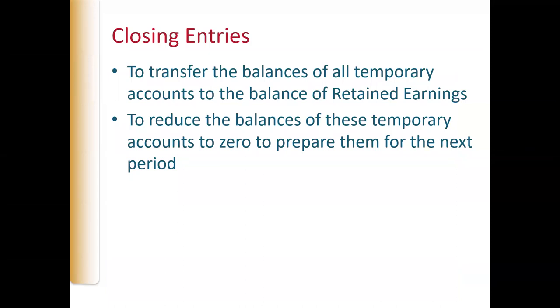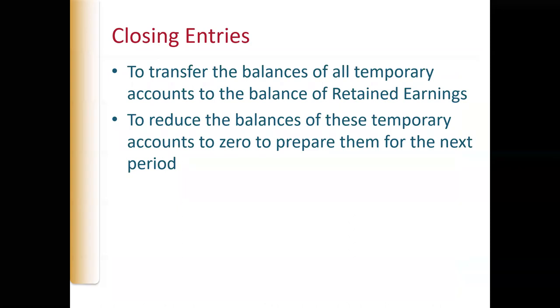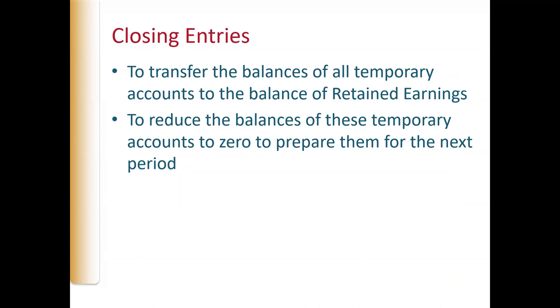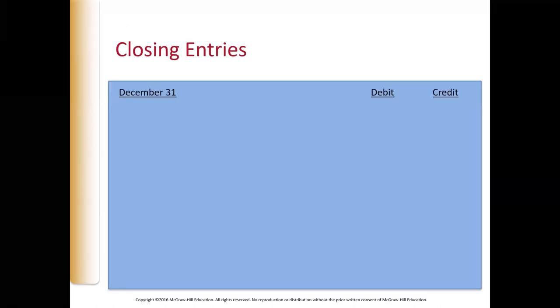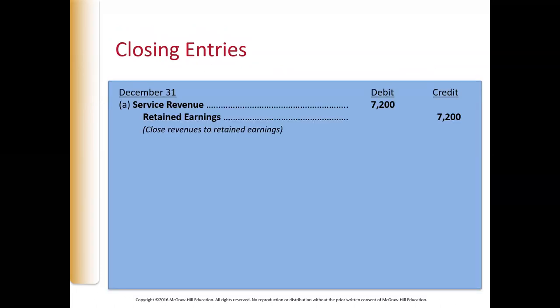We will also close out our dividends. Closing entries transfer all balances of the temporary accounts to the balance of retained earnings, to reduce the balance of these temporary accounts to zero so we start next period. So guys, think about what goes into retained earnings. Our revenues, our expenses, and our dividends, don't they? Those are the accounts we're going to zero out.